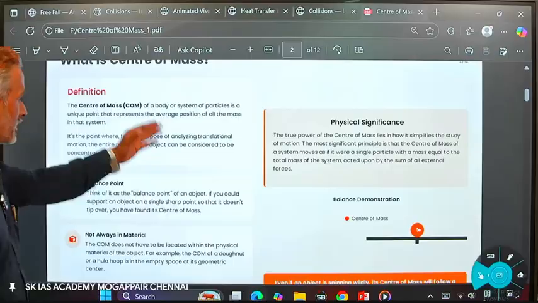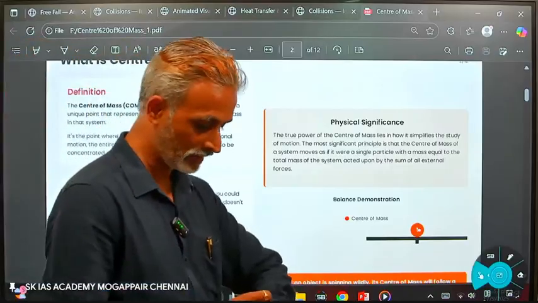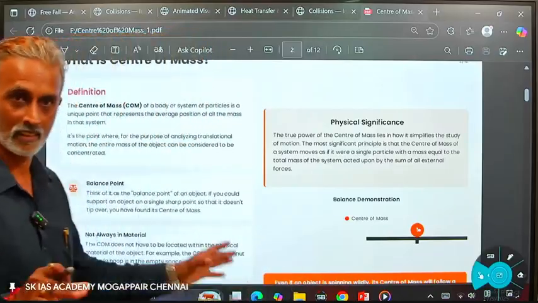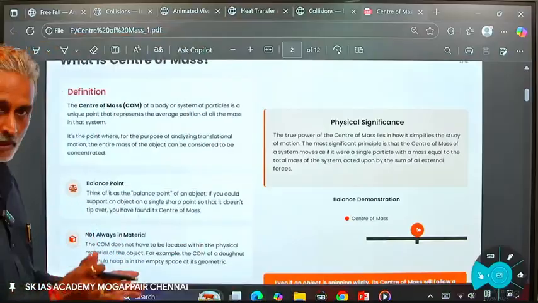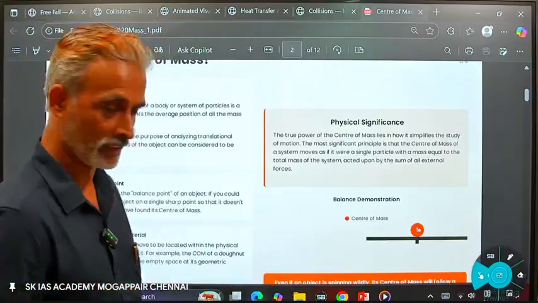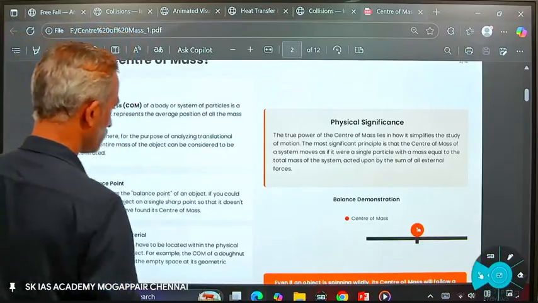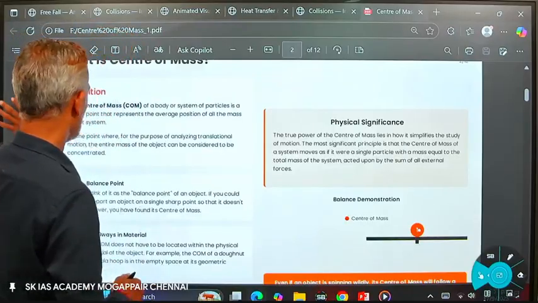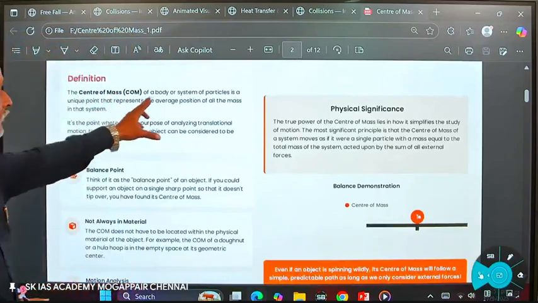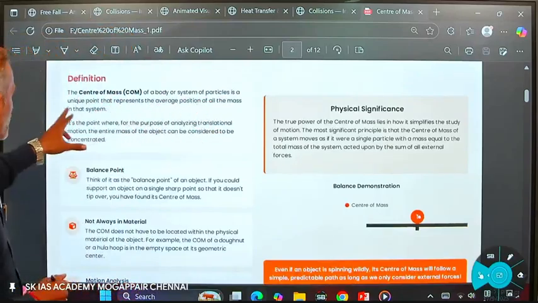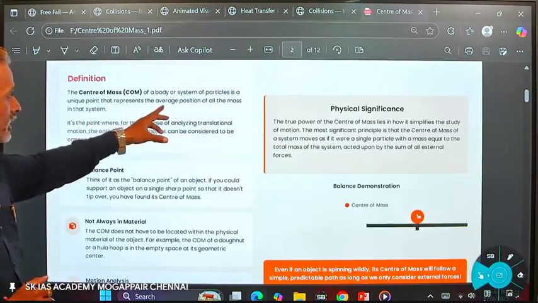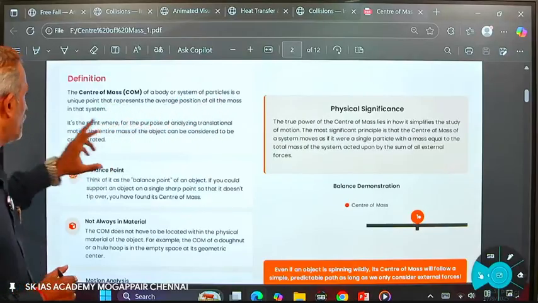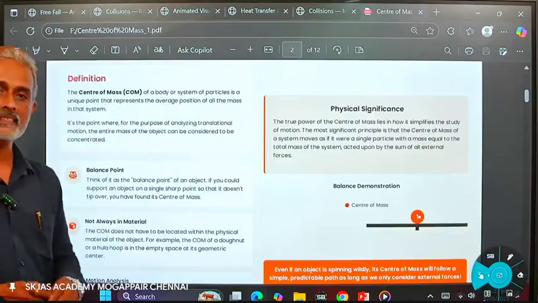What is the center of the mass? Half an hour, 20 minutes, they have just finished center of the mass. Okay, so the center of the mass of a body or a system of particles is a unique point that represents the average position of all the masses in that system.